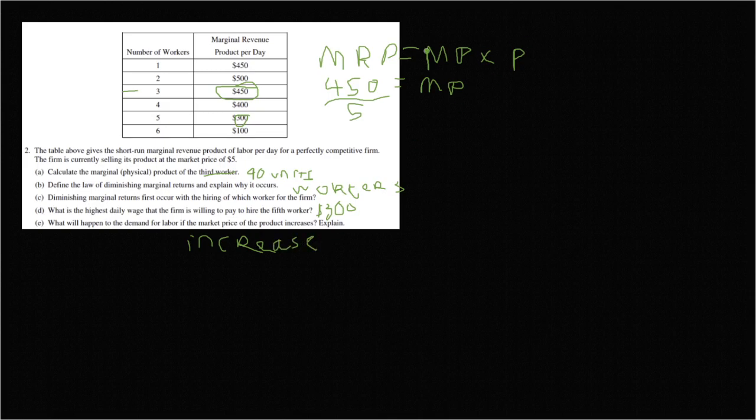And it says explain, and you have to, so it would basically say something like that. The demand curve is the marginal revenue product, which is equal to marginal product times price. And if the price increases, the marginal revenue product increases. So the demand curve increases.